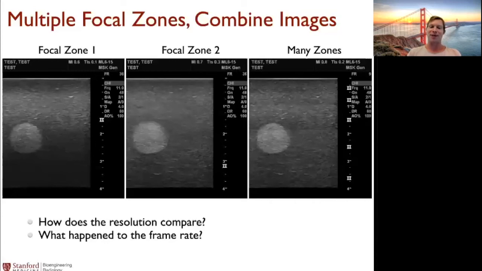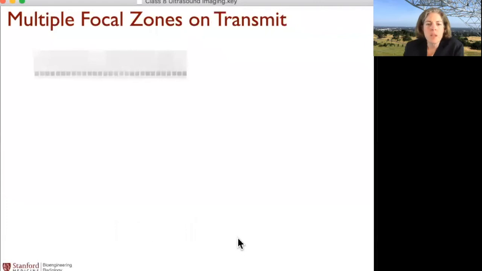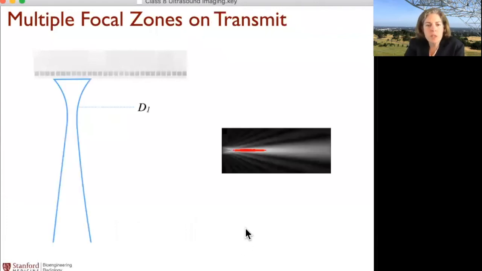But yes, the image on the right does, I'm seeing what you're saying here. Yeah, it's low resolution because the beam is wide, and so your voxel is big and there's an averaging. Okay. All right. So, multiple focal zones on transmit.